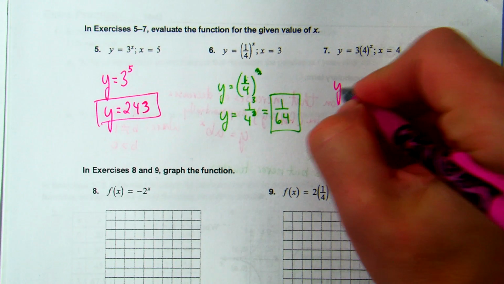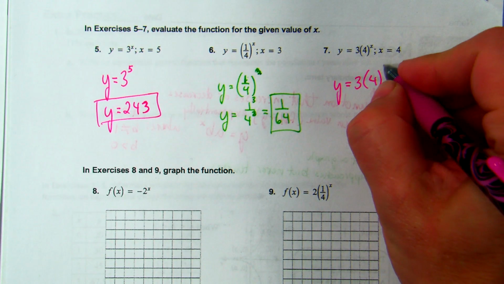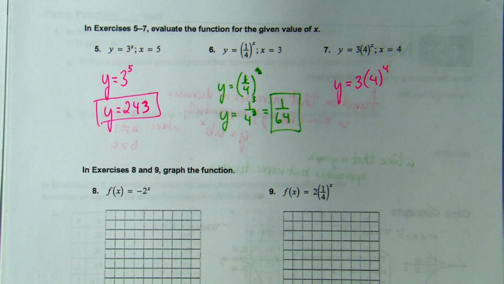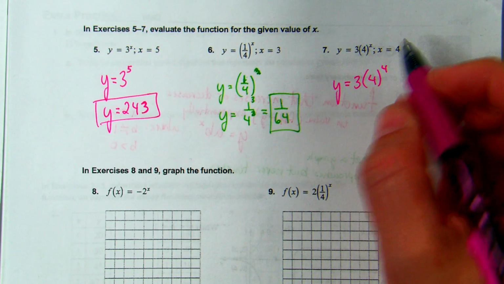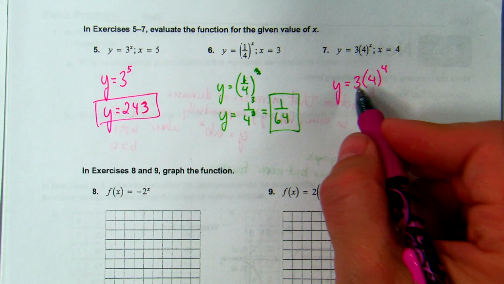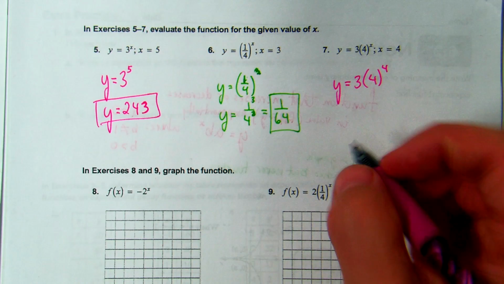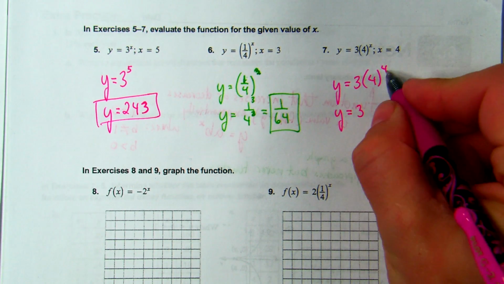This one we're going to have y equals 3 times (4) raised to the x value of 4. And again, PEMDAS says we do parentheses, then exponents. So we have to take 4 to the 4th power before you can multiply by 3. If you multiply 3 times 4, then raise it to the 4th power, you're going to end up with a different answer. All right, so y equals 3 times, what is 4 raised to the 4th power?